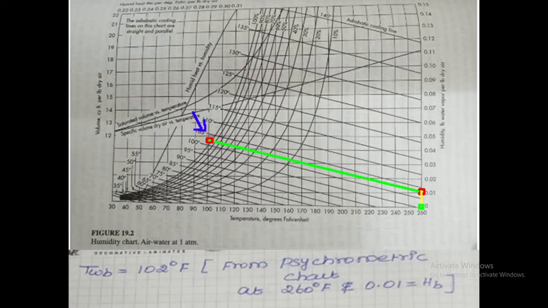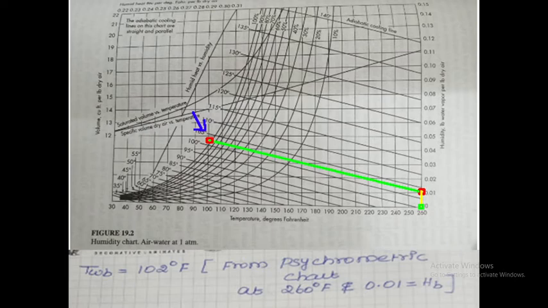Okay. So how to take TWB from the psychrometric chart? First step, you should mark THB on the x-axis. This is the DBT axis. So what is the value of THB? That is 260 degrees Fahrenheit. Then you should mark HB on the y-axis at the right side. What is the HB value? 0.01. Are you clear or not?